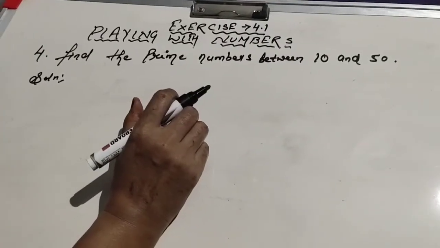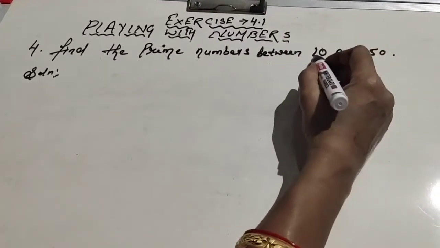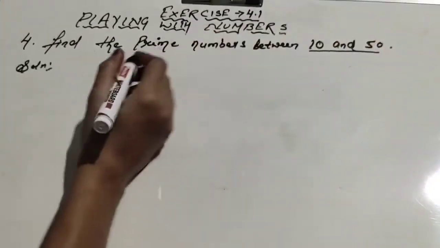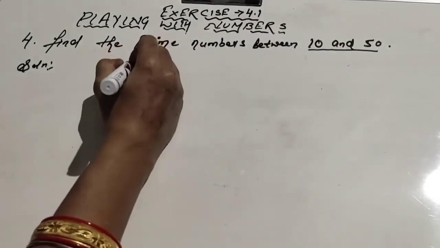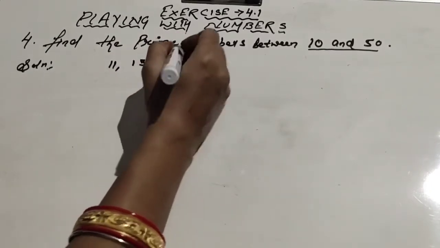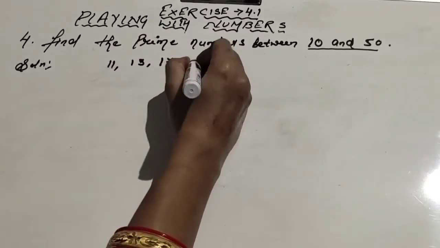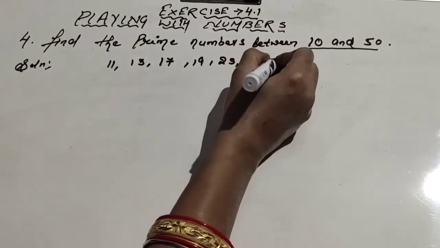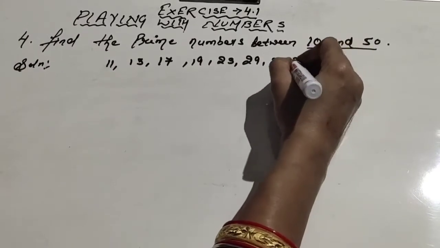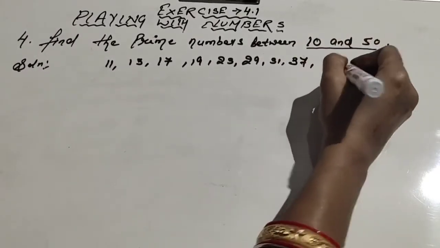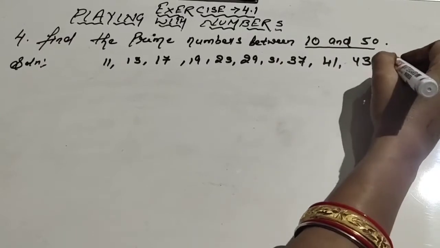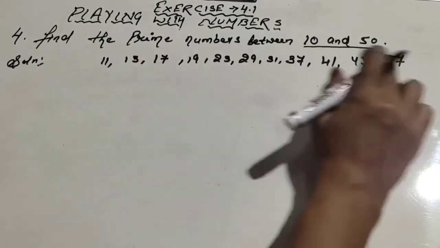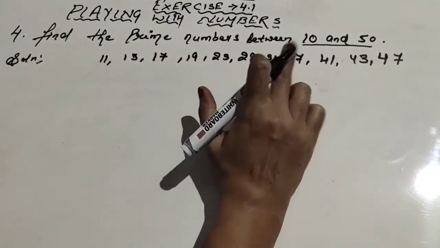Question number 4 is given: find the prime numbers between 10 and 15. We will find the prime numbers in between 10 and 15. So you know prime numbers: 11, 13, 17, 19, 23, 29, 31, 37, 41, 43 and 47. Prime number means divisible by 1 and itself. So these are the numbers in between. These are divided by 1 and itself.